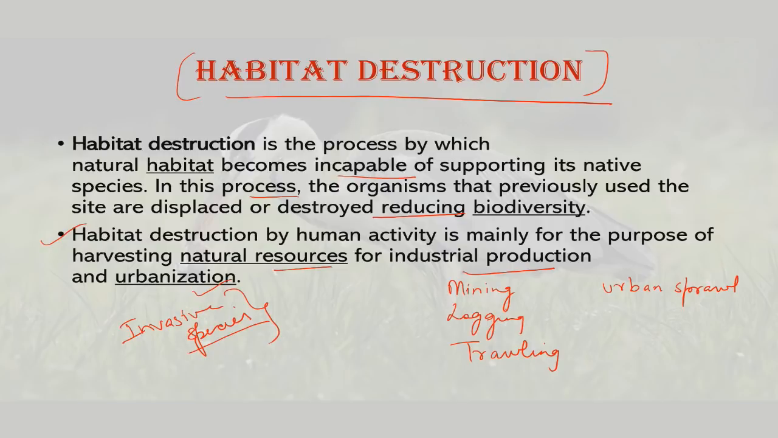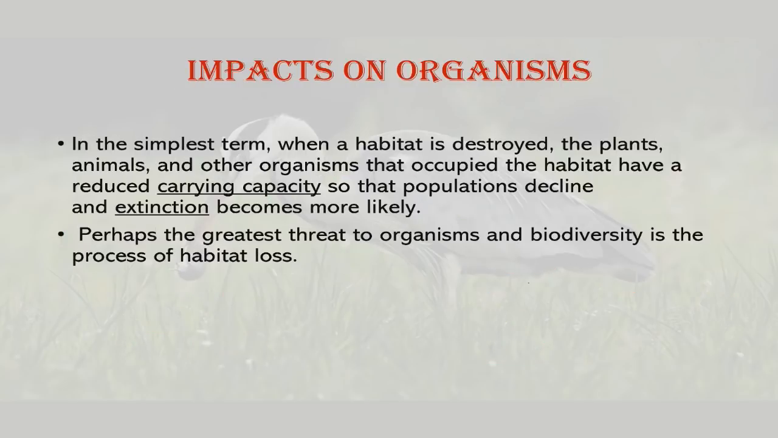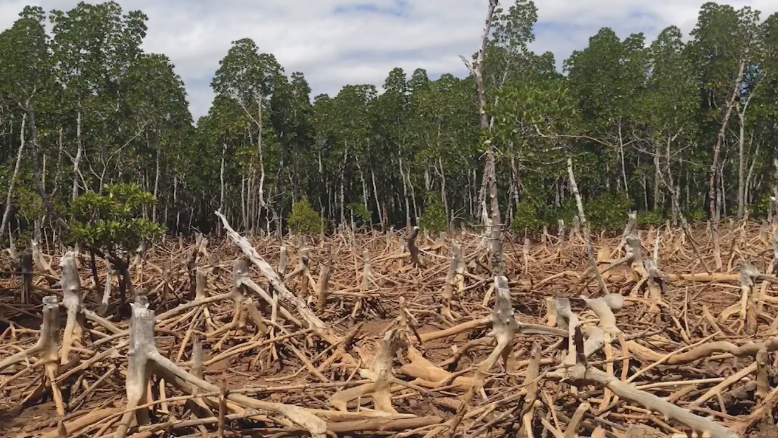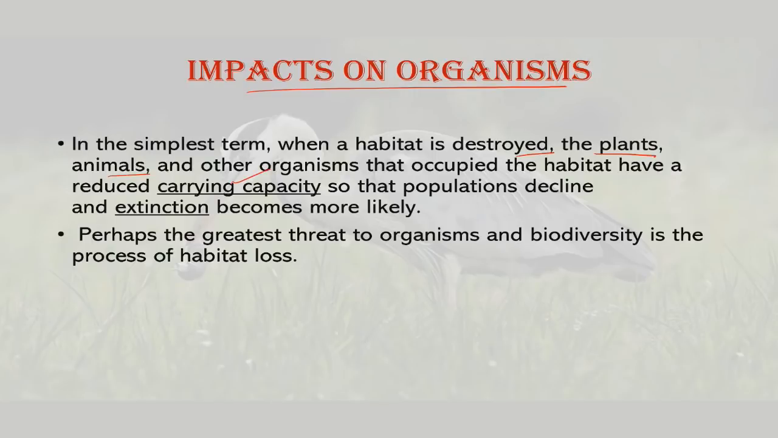So, the terms habitat loss and habitat reduction are also used in a wider sense, including loss of habitat from other factors such as water and noise pollution also. Now, what is the impact of habitat destruction on the organisms? In the simplest terms, when a habitat is destroyed, the plants, animals, and other organisms that occupied the habitat have reduced carrying capacity, so that populations decline and extinction becomes more likely.